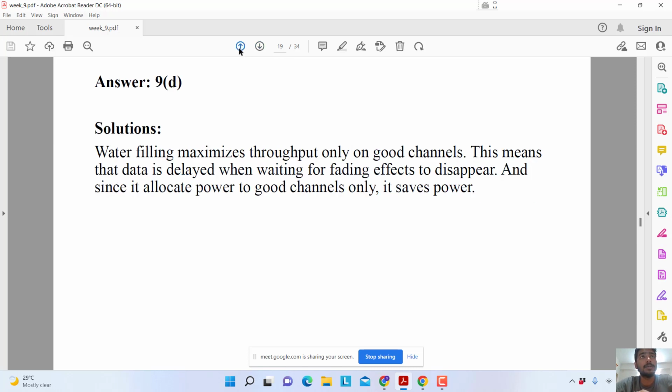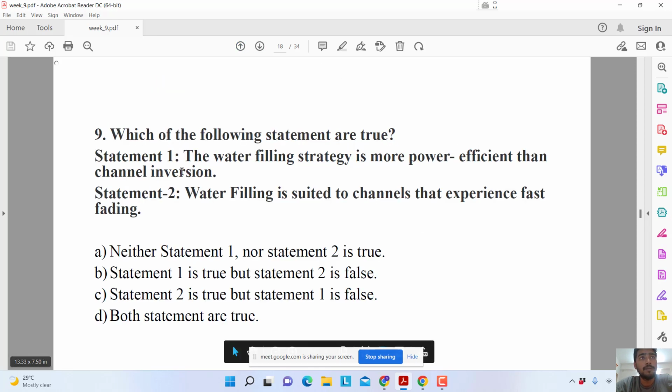So answer is the D part. An explanation of this question is water filling maximizes the throughput only on the good channels. This means the data is delayed when waiting for the fading effects to disappear. And since it allocates power to good channels only, it saves power. So both statements are true. So option will be the D part.